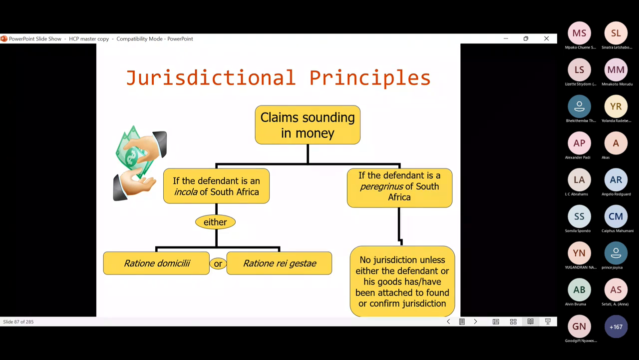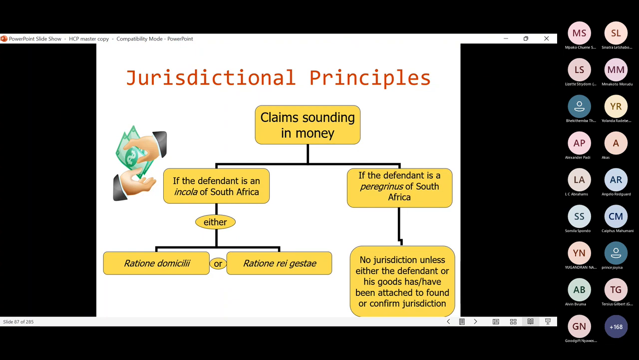Remember, in the past, they used to be able to arrest you to confirm jurisdiction. That has been declared unconstitutional. Now they can attach your property, but with caution; the court wouldn't easily allow attaching property to confirm jurisdiction. If you are a citizen of South Africa, the court won't allow that. If you are not a citizen, only with caution would the court allow it. But the court will also have jurisdiction if the case is tied to South Africa and the defendant was on South African soil when the summons was served, then the court will have jurisdiction over that person, if the person is a peregrinus of South Africa.